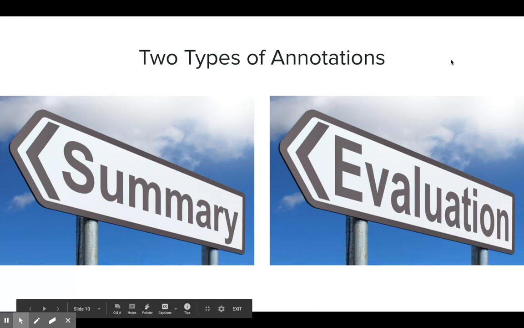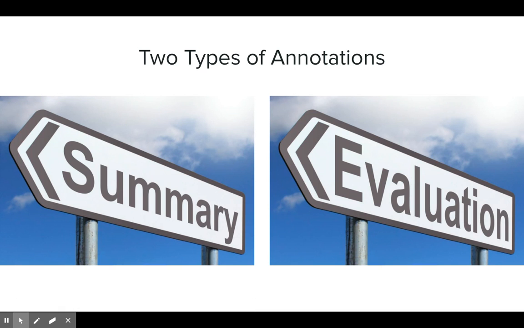When you create your annotated bibliography, it will be very important to know what type of annotation your teacher is looking for. Some teachers want an evaluation of the source. They want you to RAVEN the source and determine whether or not it's credible. Some teachers will want a summary of the source. They want you to go over its main points.